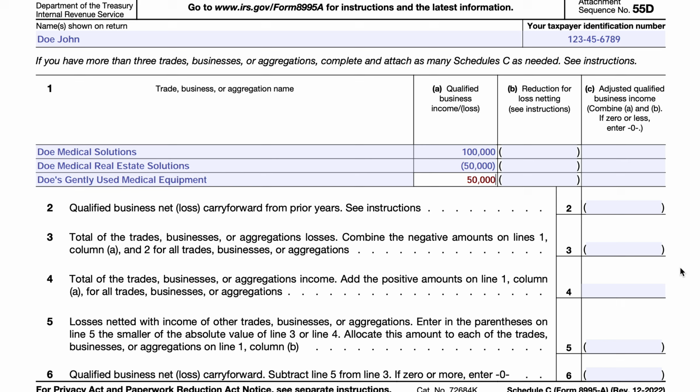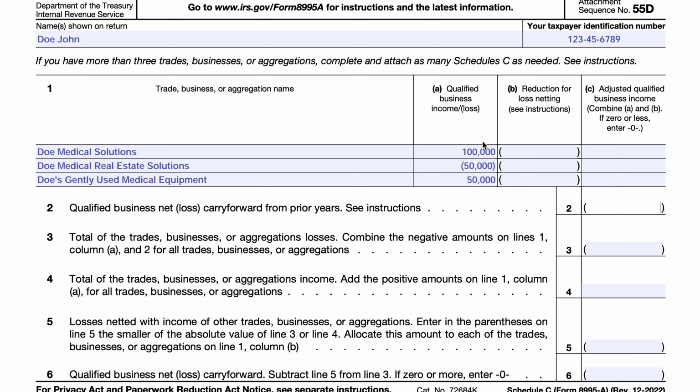What we're going to do is take a look at the qualified business net loss carry forward from prior years. So we actually have to probably start with line 2. According to the instructions, the line items for this schedule are computed out of order. First, we do column A, which is the qualified business income. Then we skip columns B and C, and go to lines 2 through 5. Once we have the information in lines 2 through 5, we'll come back up and apportion them.